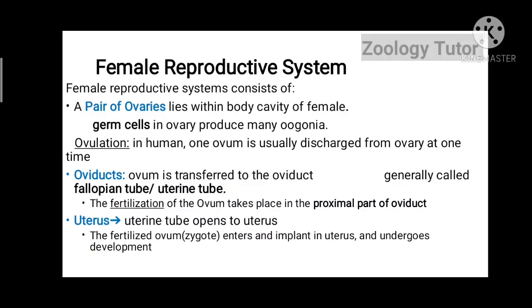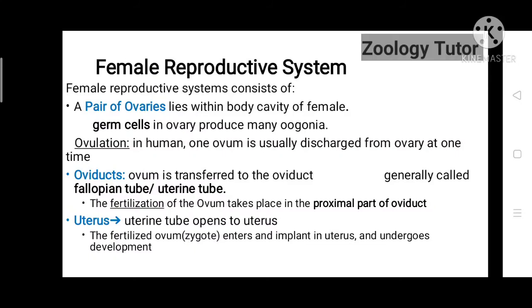The ovum is transferred to the oviduct, generally called fallopian tube or uterine tube, and the fertilization of the ovum takes place in the proximal part of oviduct. Then we have the uterus, that is, the uterine tube opens into the uterus. The fertilized ovum enters and implants in the uterus and it undergoes development.